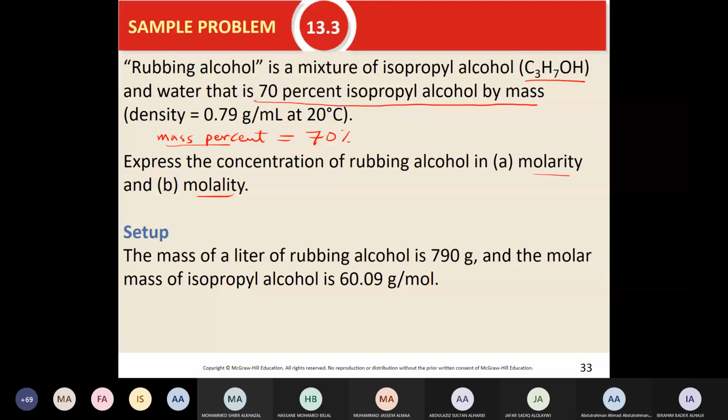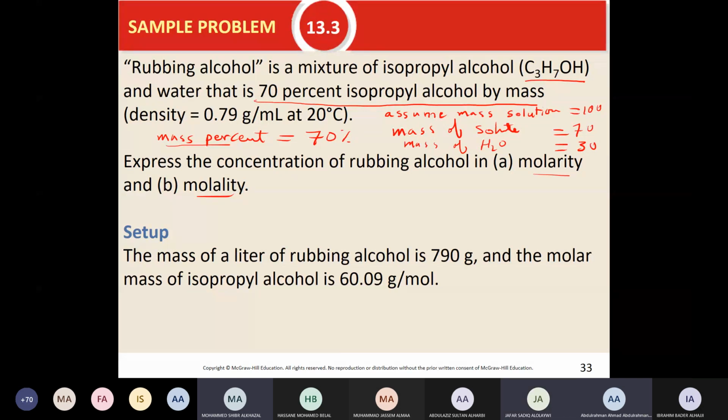Can you do that? Maybe. How? You have to assume the mass of the solution is 100 grams. If it's 100, then what's the mass of solute? It will be 70. And what's the mass of water? 30. Exactly.